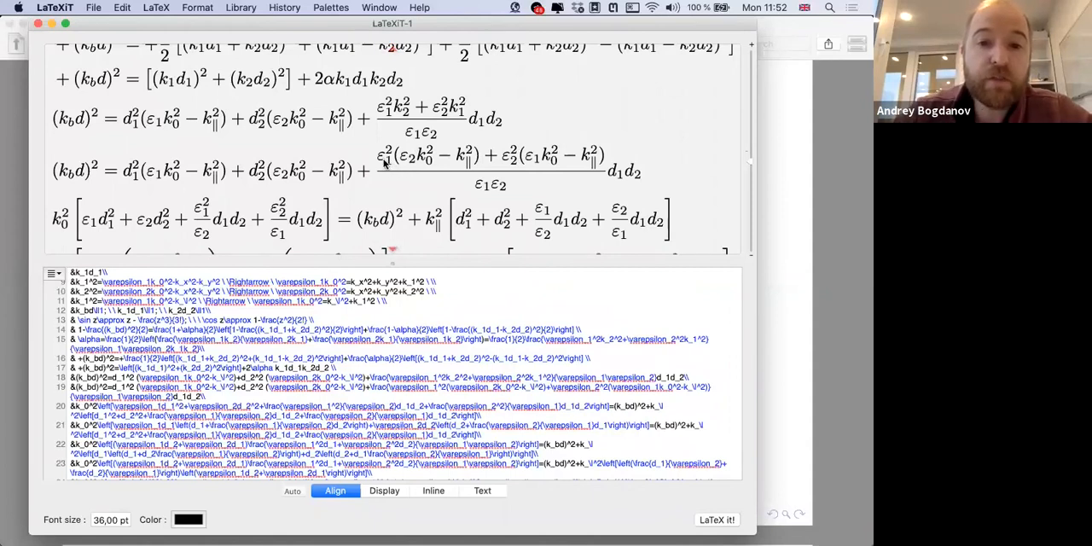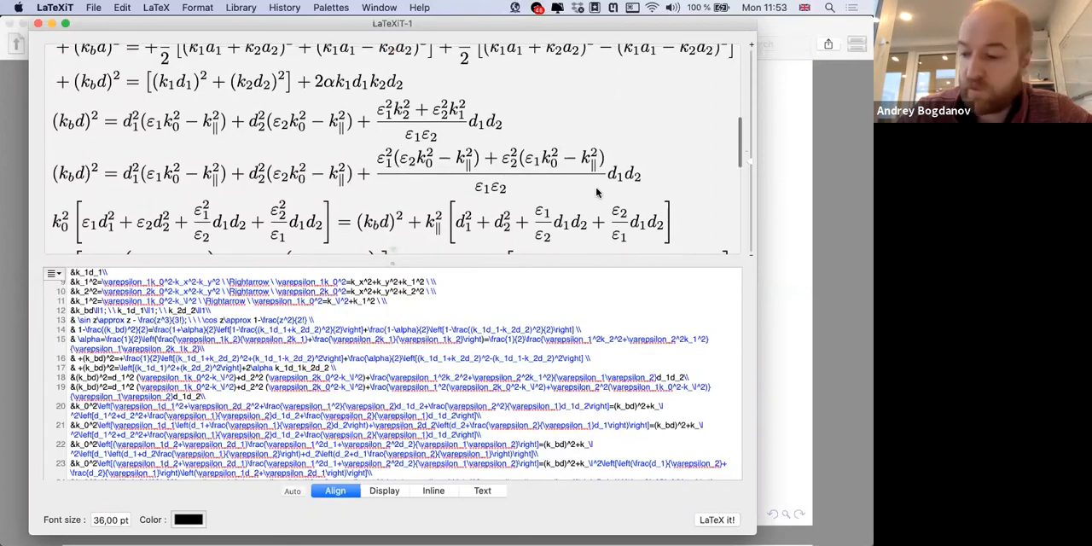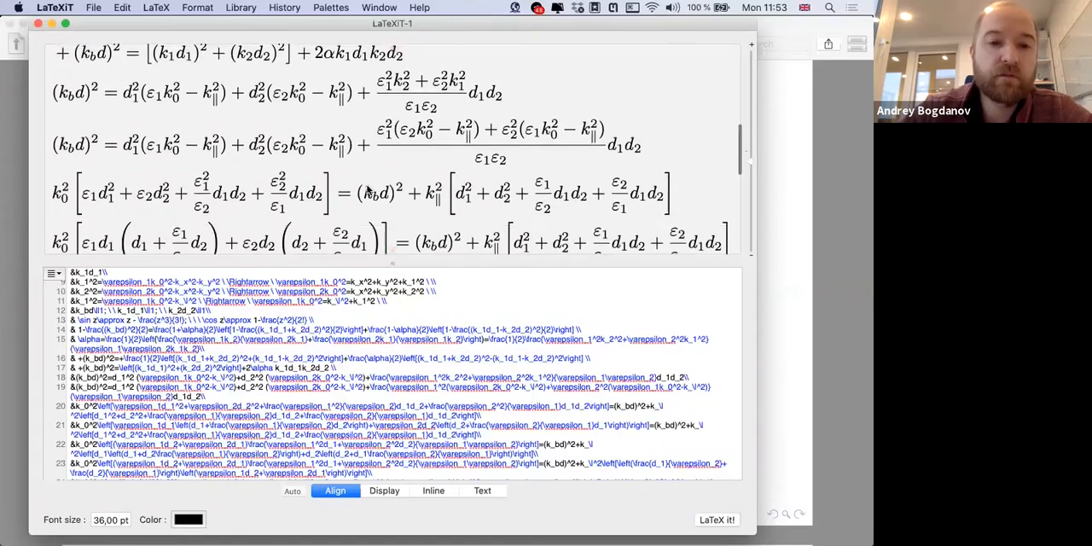and now the expression is much easier because here you have epsilon 1 square, epsilon 2, here epsilon 1, epsilon 2. So I can cancel out epsilon 2 and epsilon 1 square also, yeah. What will I have here? Just epsilon 1, d1, d2. So it means that here I will have just epsilon 1 d1 d2, and here epsilon 2 d1 d2.